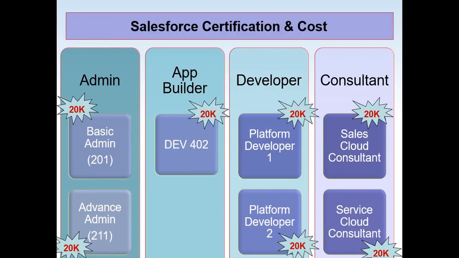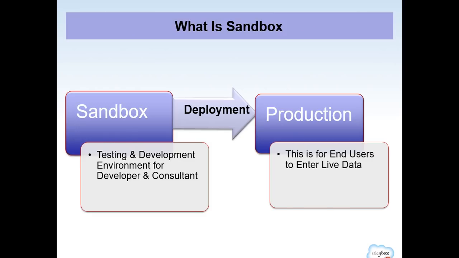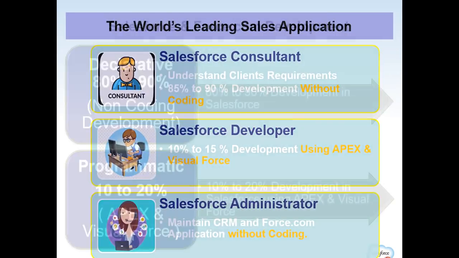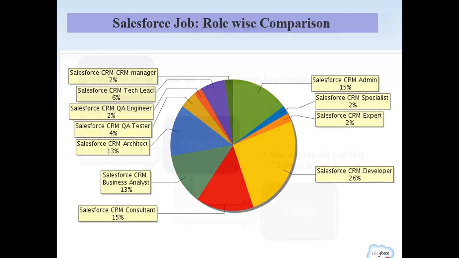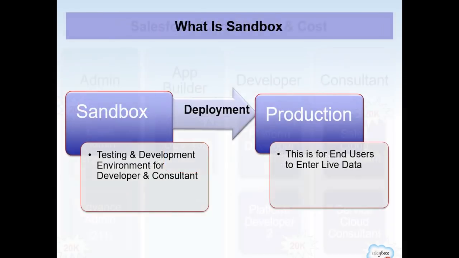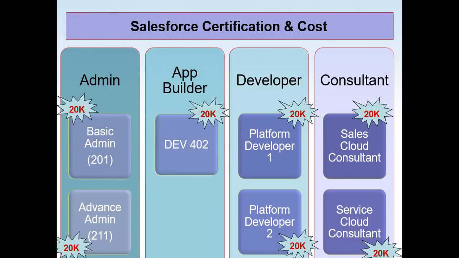Under developer training you learn Apex and Visual Force. So the balance 10 to 20% development we do with programming, Apex and Visual Force programming. The same thing we are going to learn in platform developer 1, platform developer 2. We are going to learn how to write triggers, classes, how to do integrations. All these things we are going to learn in platform developer 1 and platform developer 2.